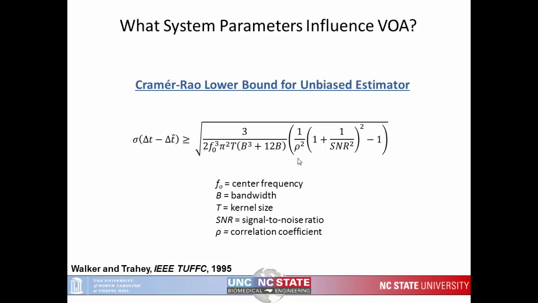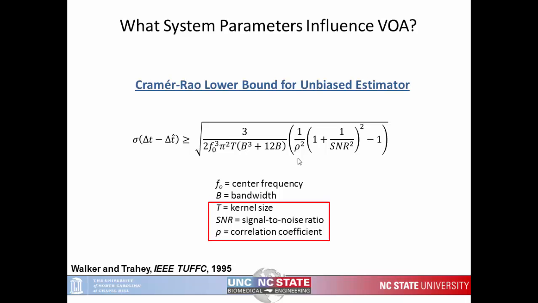This led us to the question: what system parameters will influence VOA? For that, we looked to the Cramer-Rao lower bound, which was derived for ultrasonic estimators. This is the equation, which basically showed that there are 5 main parameters that are important for jitter, and they're all inversely proportional: center frequency, bandwidth, kernel size, signal-to-noise ratio, and correlation coefficient. As any of these are increased, we would predict VOA would decrease.